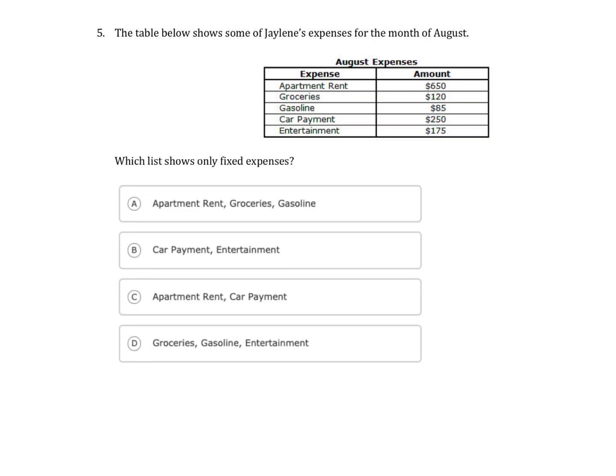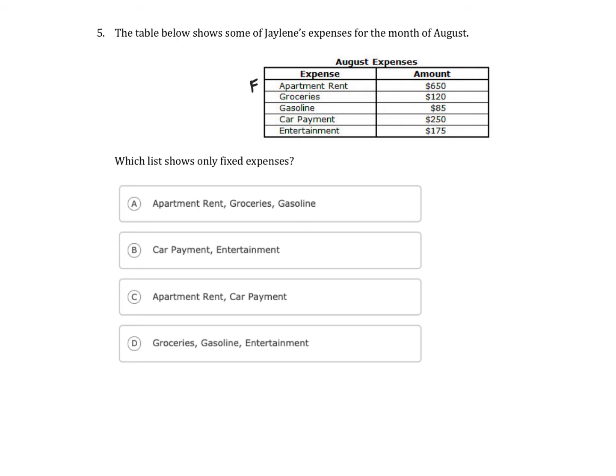Number 5 says the table below shows some of Jaylene's expenses for the month of August. Which list shows only fixed expenses? So we have to remember a fixed expense is something that doesn't change from month to month. It's the same thing over and over. So let's look at our expenses. An apartment rent. So apartments usually sign a contract and it's for at least a year and it doesn't go up from month to month. So that would be a fixed.